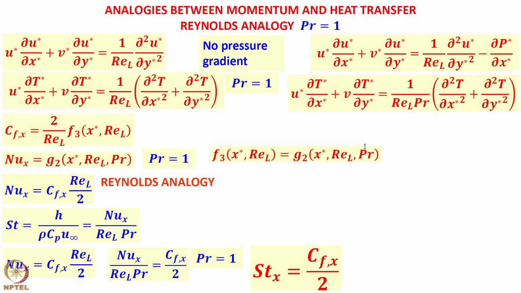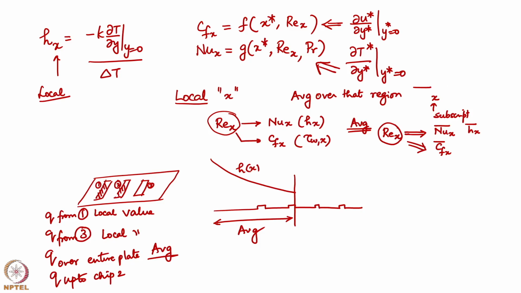Reynolds analogy. If you go back to look at this equation, you don't have pressure gradient. That means the non-dimensional energy equation and the non-dimensional momentum equation are the same. In using boundary layer approximation, d square T by dx square also goes to 0. So your governing equations are essentially the following.